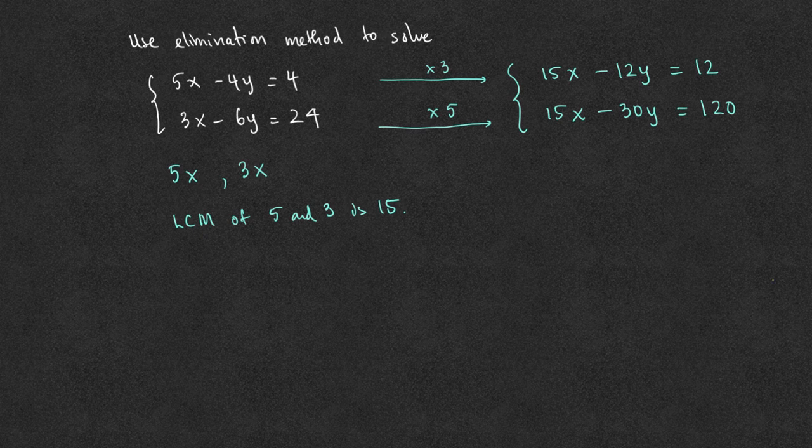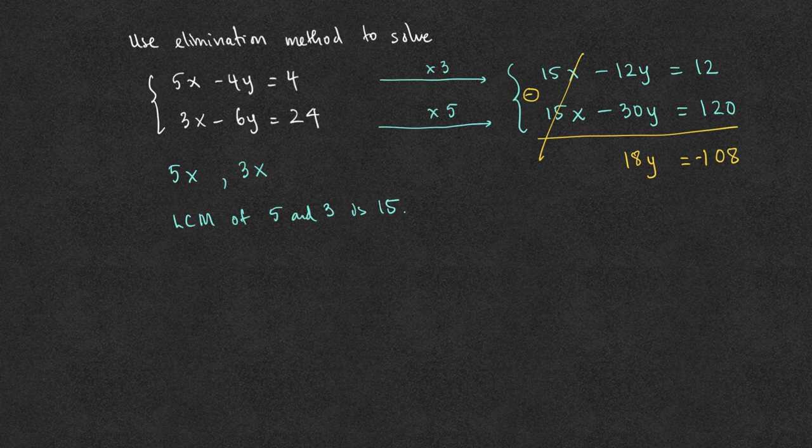Since they are both positive, we subtract the two equations. 15x minus 15x is 0x. Negative 12y minus negative 30y is negative 12y plus 30y, which is positive 18y. And 12 minus 120 is now negative 108, because we subtract the second equation from the first equation.